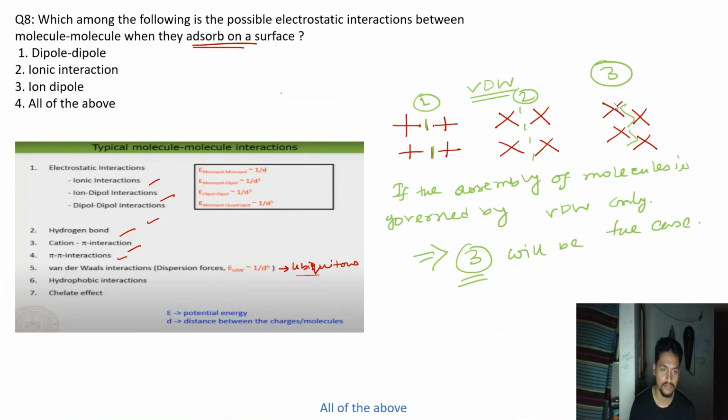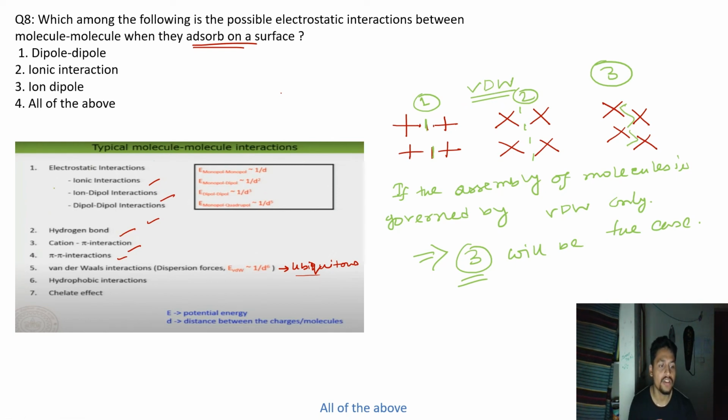Where there is no hydrogen bond, obviously. Sorry for my comments. When there is nothing but the van der Waals interaction, that time the 3 is going to prevail. And such kinds of examples are already given in the actual lectures. So you can go through.